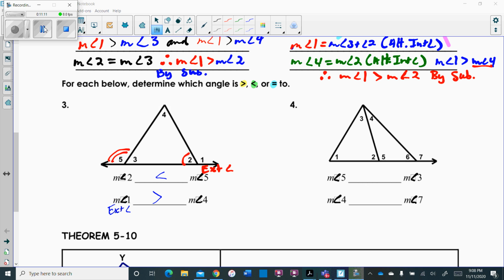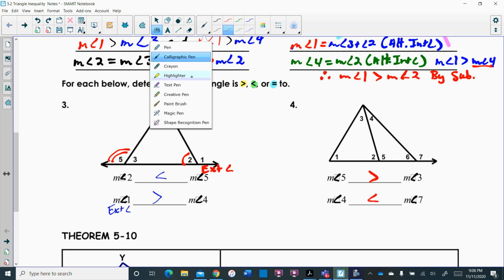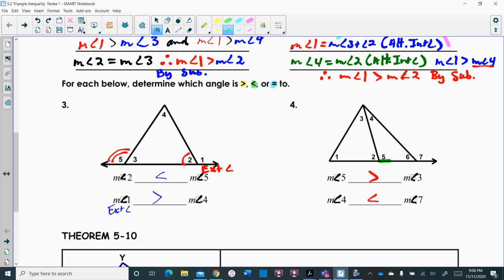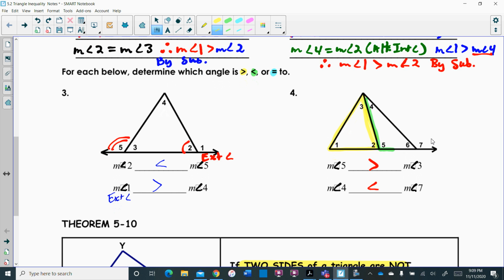You can pause. Okay, so if you're comparing 5, I know there's 2 triangles here, but if I look, this exterior angle, 5, is actually outside of this first triangle, the yellow one for me. So it's inside the next triangle, but if I'm comparing it just to the triangle at 1, 2, and 3, it's on the outside. So 5 is greater than 3, and then here 4 is inside the triangle compared to 7 that's on the outside. So that means 4 would be less than.